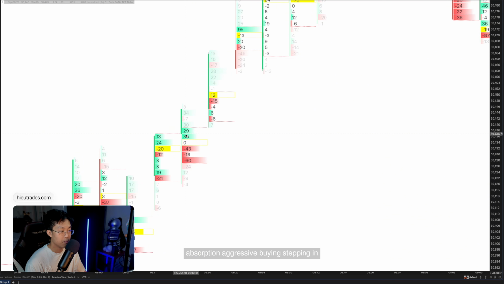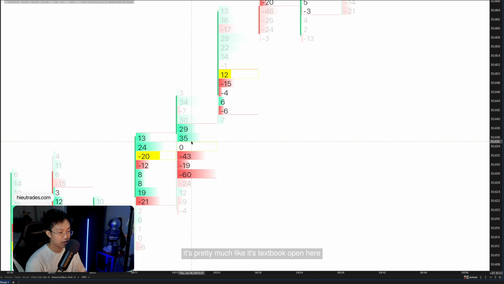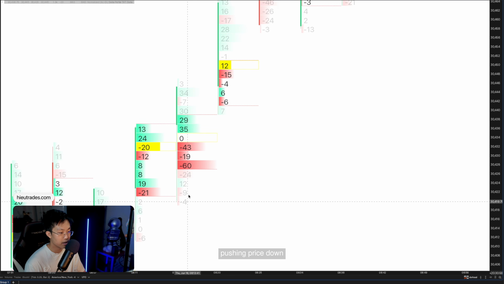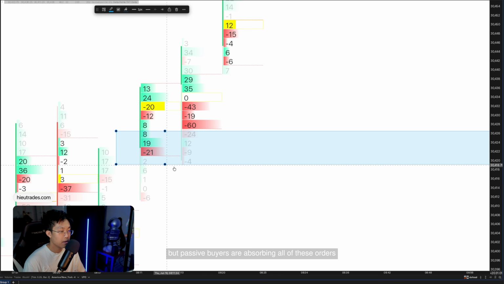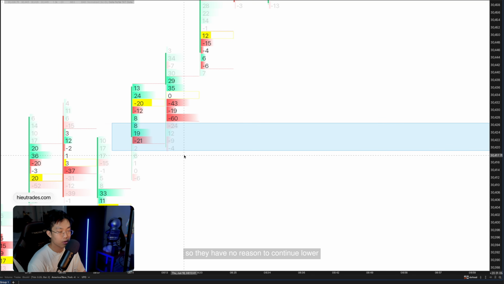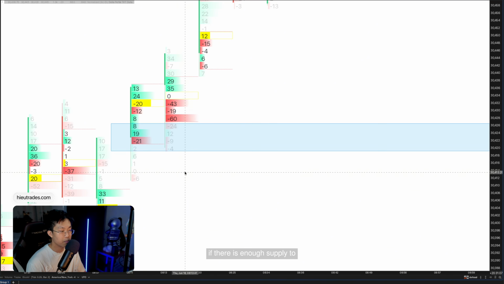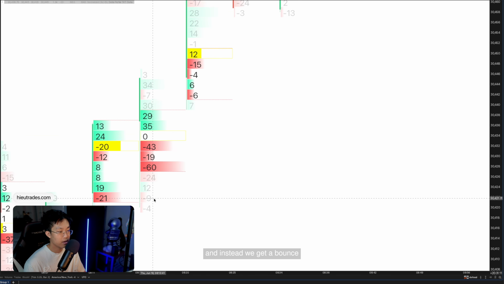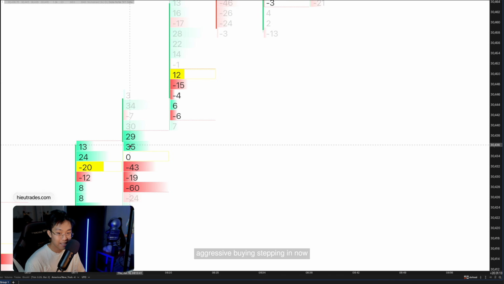Same thing for all of these candles over here. Absorption, aggressive buying stepping in. It's pretty much textbook. Open here, we come down because aggressive sellers are dominating, pushing price down, but passive buyers are absorbing all of these orders. So they have no reason to continue lower if there is enough supply to sustain the selling demand. And instead, we get a bounce, aggressive buying stepping in now.